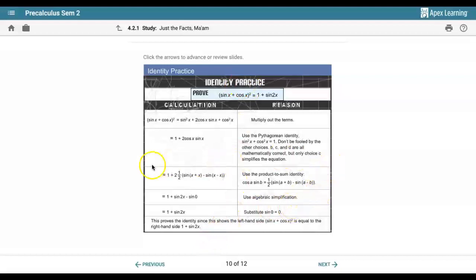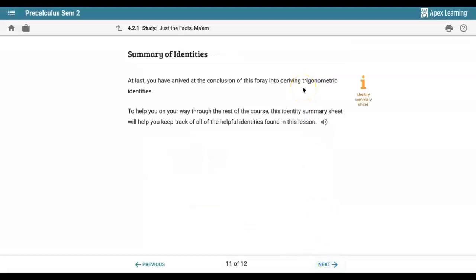I know that this step here is a little bit confusing, how we get from this step to this step, but once you have your study sheet in front of you and you can look at this product to sum identity, it's super, super simple. Again, it is just utilizing what you have, where you need to go, and making the correct substitutions.